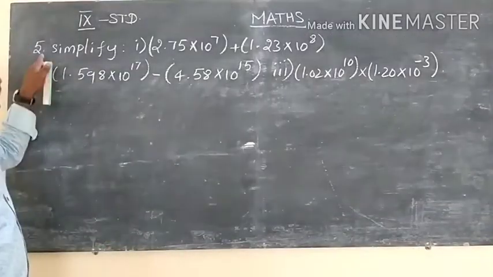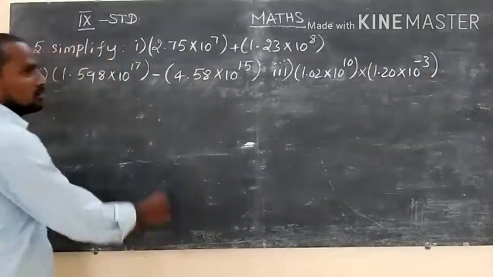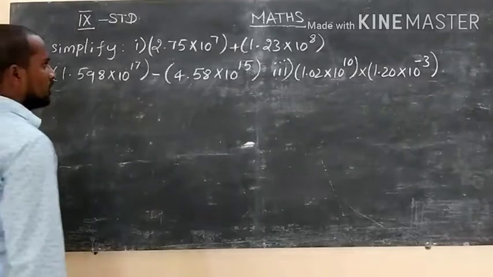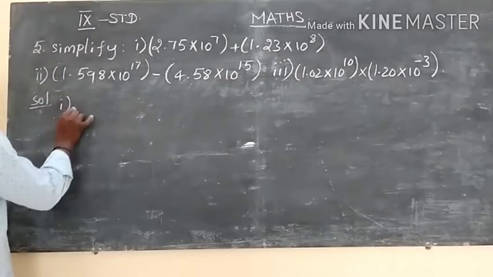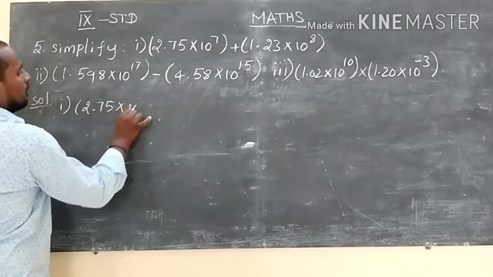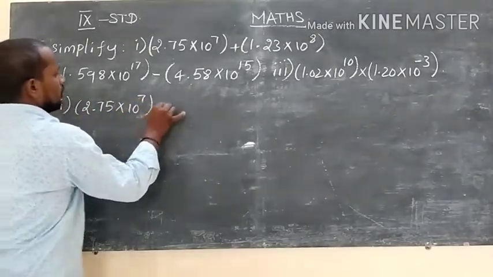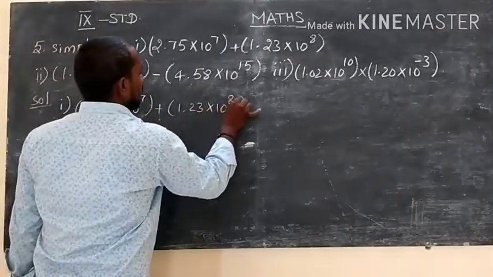Okay, dear student. Next, fifth question. Simplify the questions. This is the arithmetic form of the scientific notation. The solution. First question: 2.75 × 10^7 + 1.23 × 10^8.